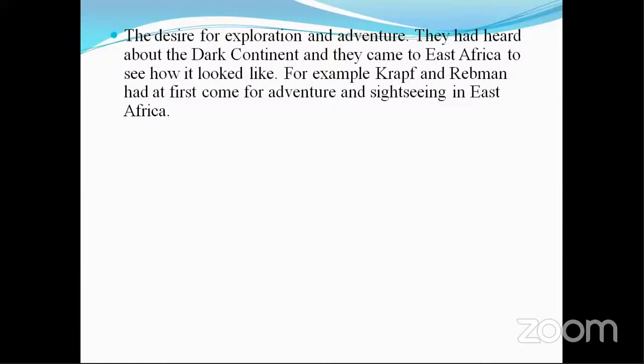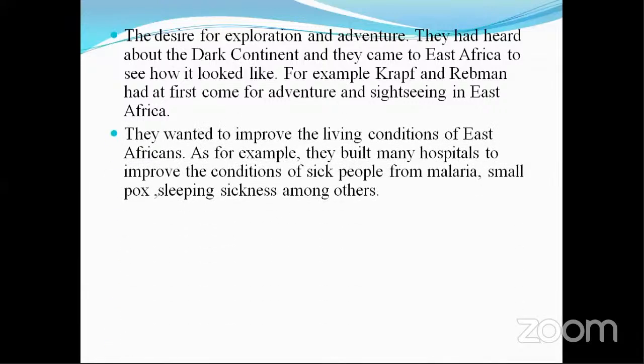So we are saying some of them had come to discover, to know about this darker continent. Actually, they were calling it a darker continent, but I don't know whether it was. So they wanted to know what was in East Africa, and that is how eventually they came in as missionaries. So we have moved to this other point.